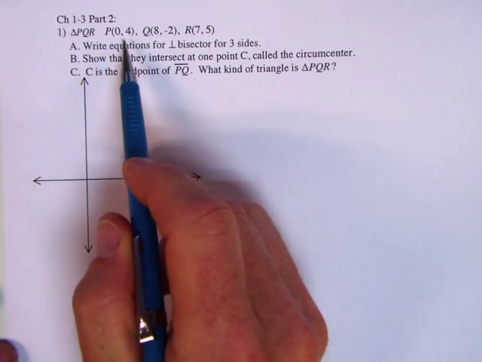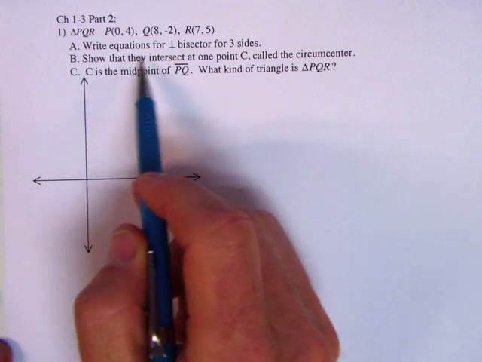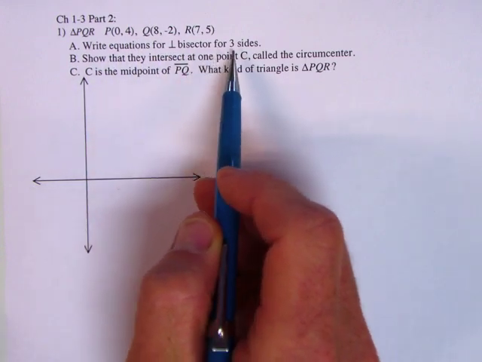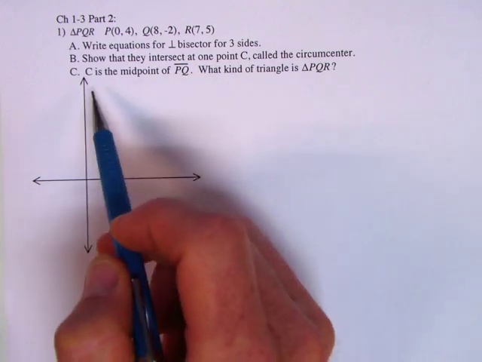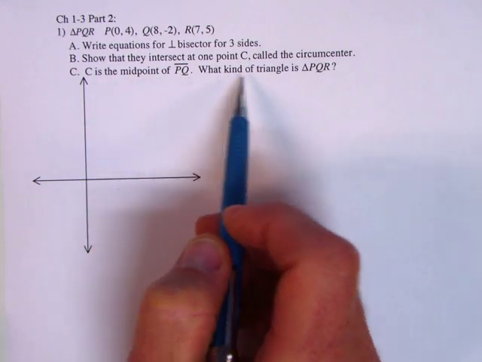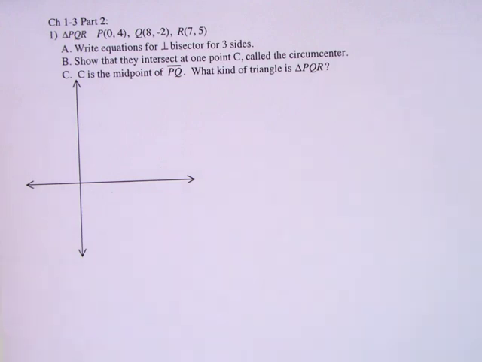Given this triangle, 3 points PQR, write the equations for the perpendicular bisector for the three sides. Show that they intersect at one point C called the circumcenter. C is the midpoint of PQ. What kind of triangle is PQR? This problem is inherently harder because there's a lot of stuff going on.